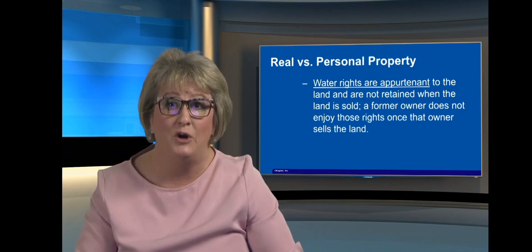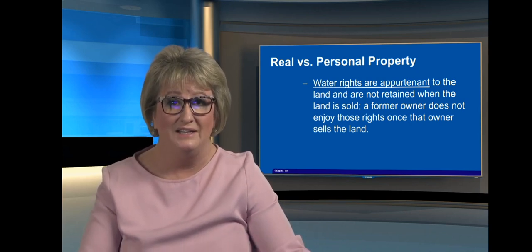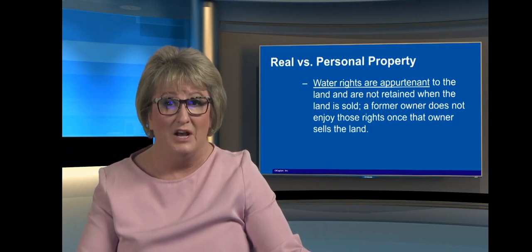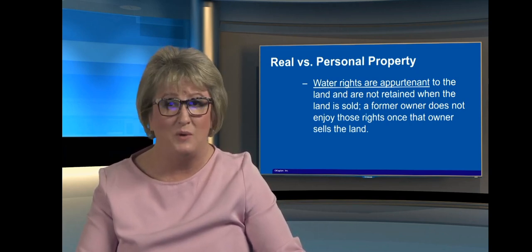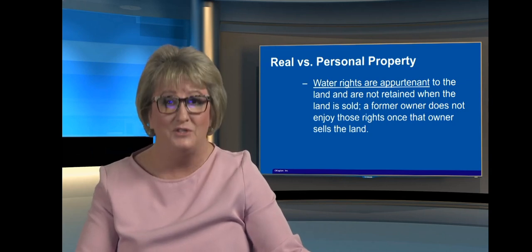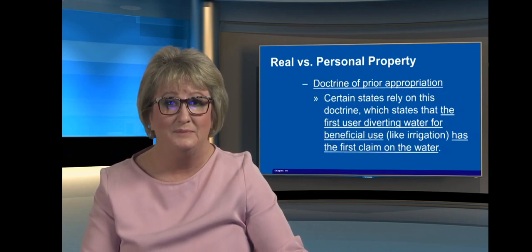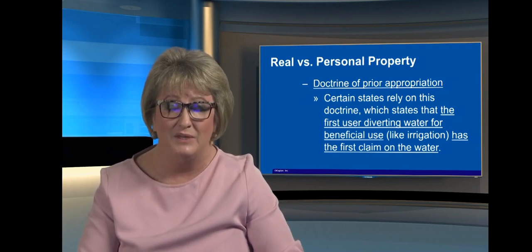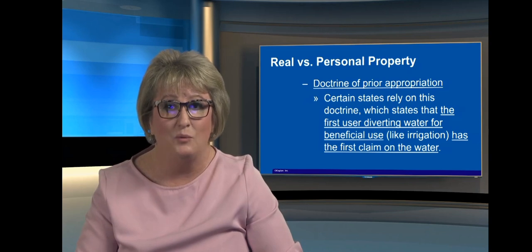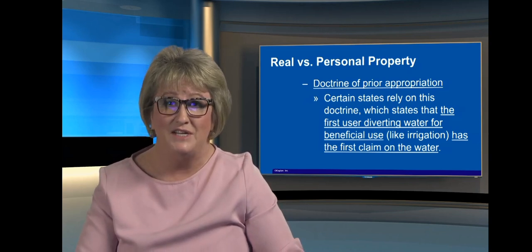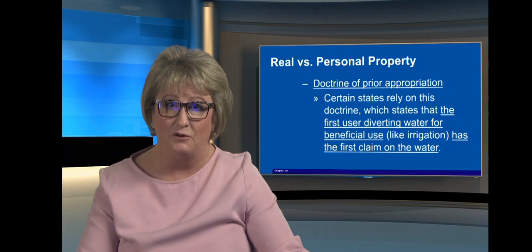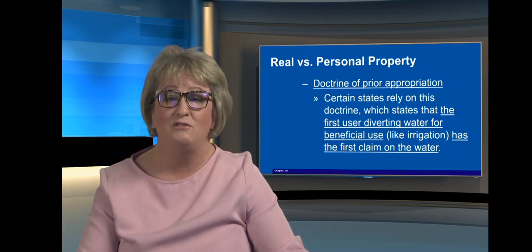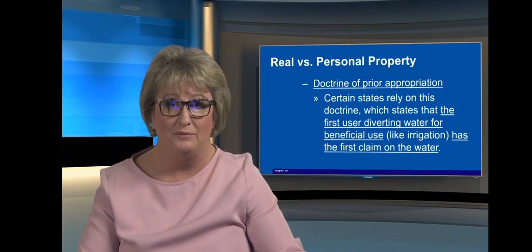Water rights are appurtenant to the land and are not retained when the land is sold. A former owner does not enjoy those rights once the owner sells the land. The doctrine of prior appropriation: certain states rely on this doctrine, which states that the first user diverting water for beneficial use, like irrigation, has the first claim on the water.